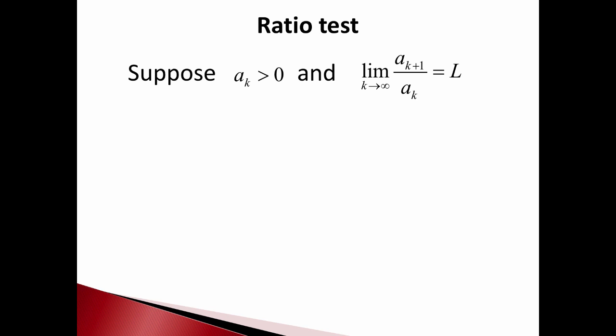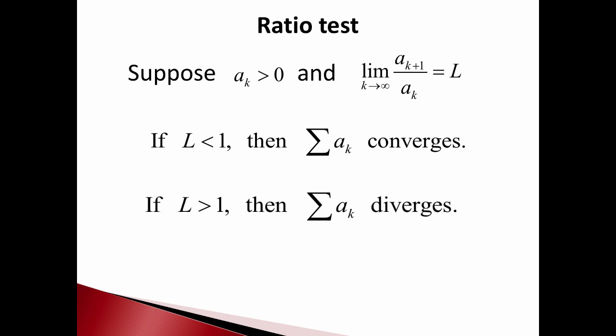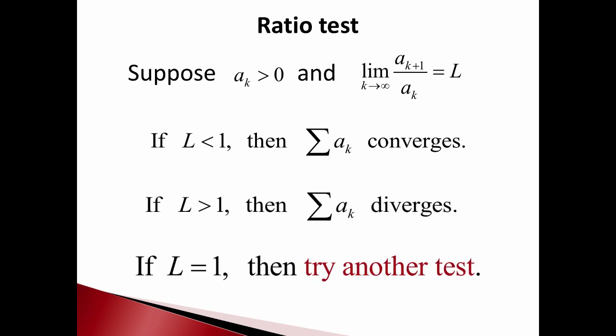If this limit doesn't exist, then the test doesn't work. But if the limit exists and we get some number L, then here's how we read off the answer for the test. If that number is less than 1, the series a_k converges. If that number is bigger than 1, our series diverges. And if that number is equal to 1, then we have to try another test.